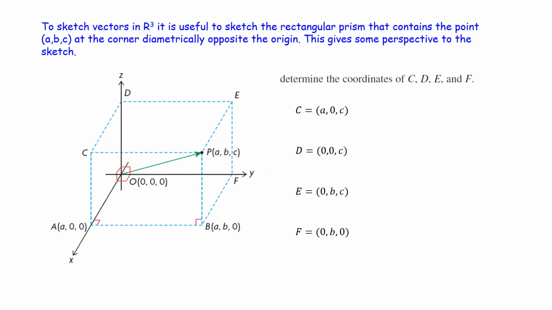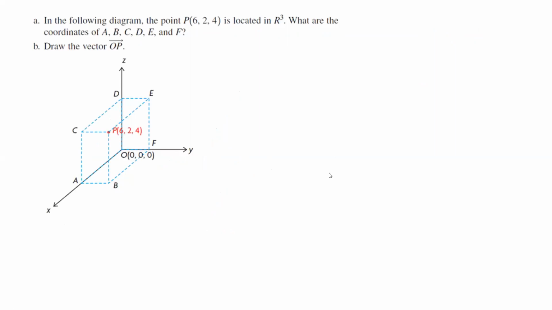Let's try this one. I'm going to do part B first. In the following diagram, the point (6, 2, 4) is located in R3. So (6, 2, 4) is the red dot right there. What are the coordinates of A, B, C, D, E, and F? It asks us to draw the vector. That's the easy part. Any position vector runs from the origin, which is at (0, 0, 0), up to the point. So there is my vector: the tail at the origin, and the tip at the (6, 2, 4) point.